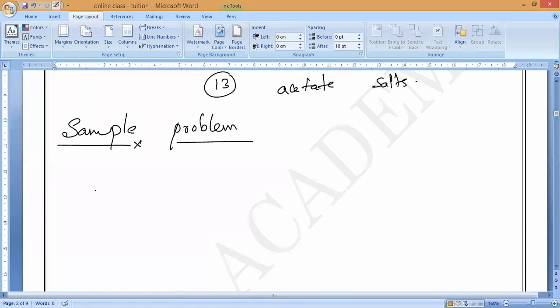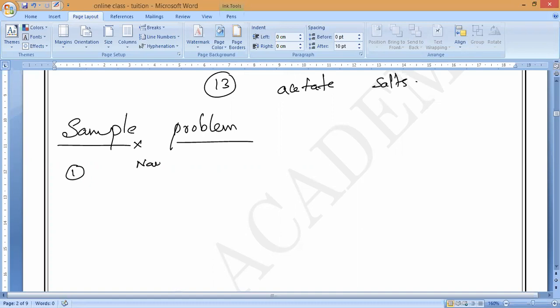Sample problem. You understand what I am saying? You have to write the chemical formula of the given salt, and you have to identify the acid and base from which these salts may be obtained. Do you understand? The first one alone I will say. Next, you guys one by one can say it.